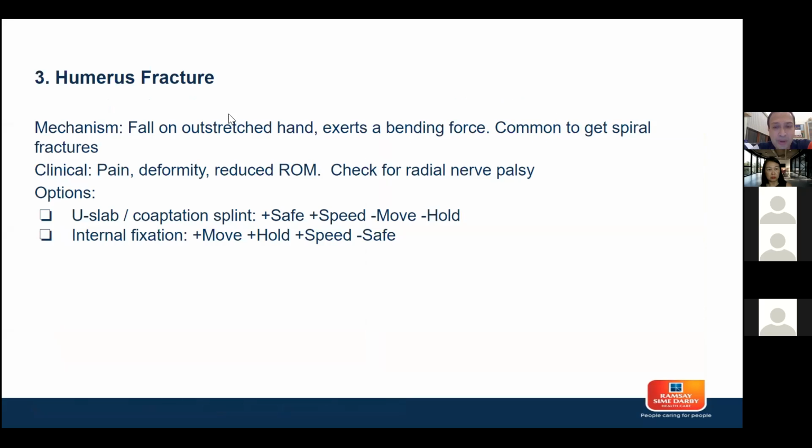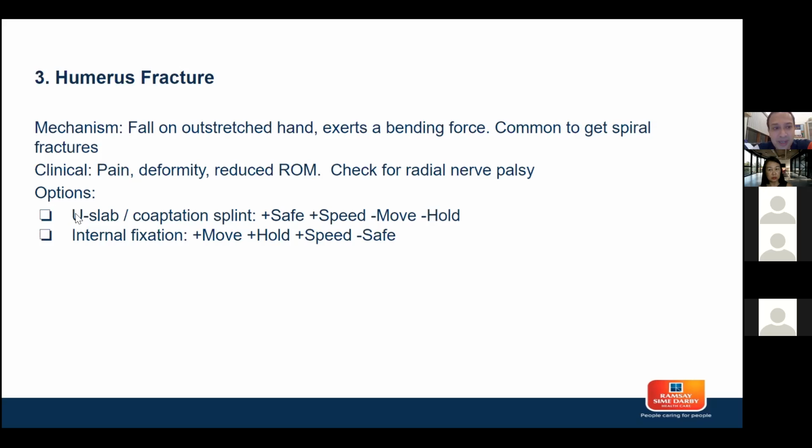Another common fracture, humerus fracture, the shaft. A fall on an outstretched hand again exerts a bending force as they fall, and it's common to get a spiral type of fracture. So if you look at the fracture later, it looks more spiral, okay? Clinically, of course, pain and deformity, very obvious sometimes, reduced range of motion. In this case, check for radial nerve palsy, because the radial nerve passes through the mid shaft of the humerus. So this is the nerve that would commonly get injured in a humerus shaft fracture.